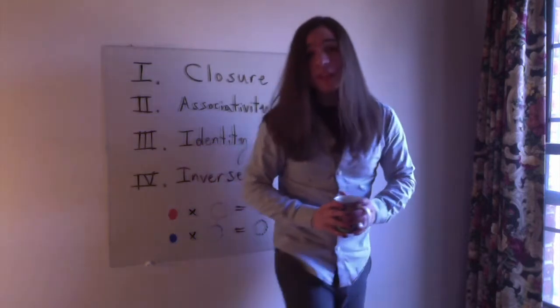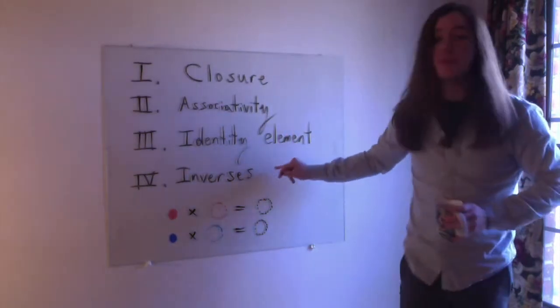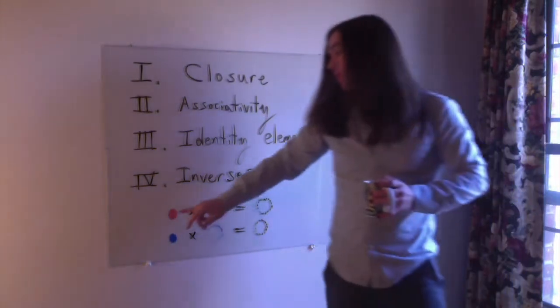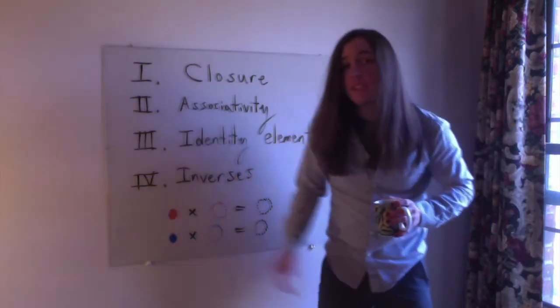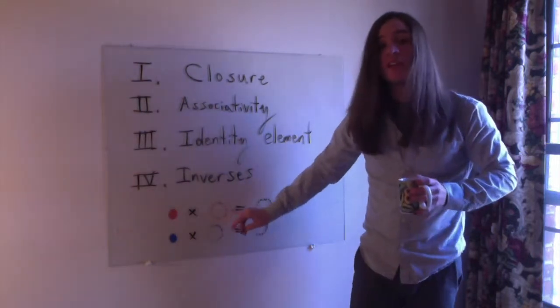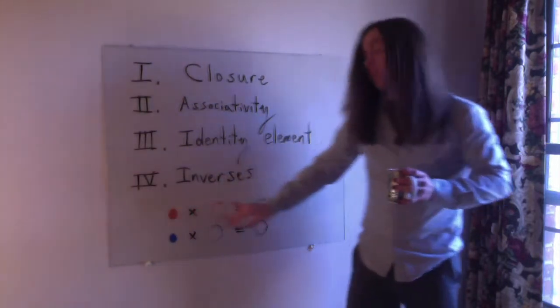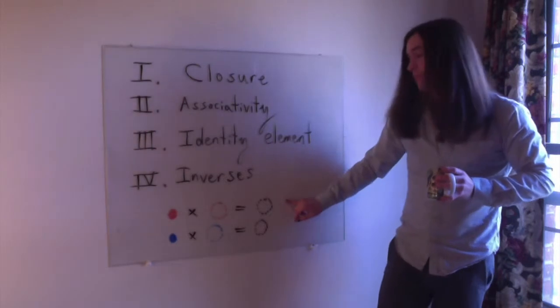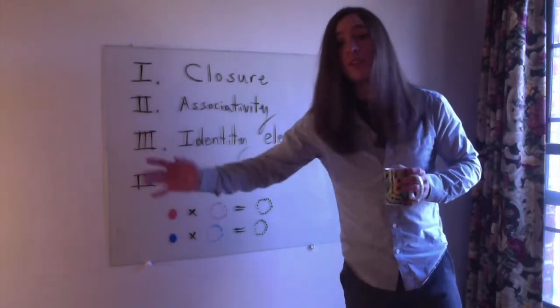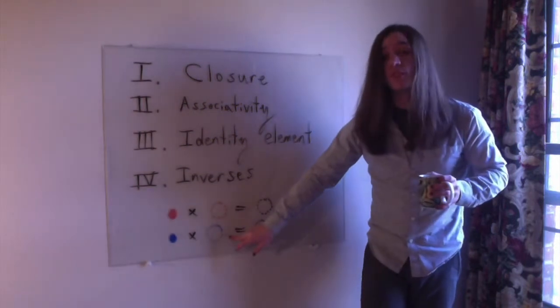And the final property is the existence of inverses for every single element in your group. What this means is that if we have the red element in our group, there must exist some other element, which will be just the faded outline of red, such that when you multiply the two together, you get the identity element. And there must exist one of these inverses for every single element in your group, so there must be one for the blue as well.